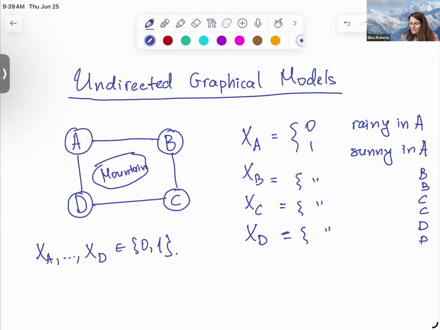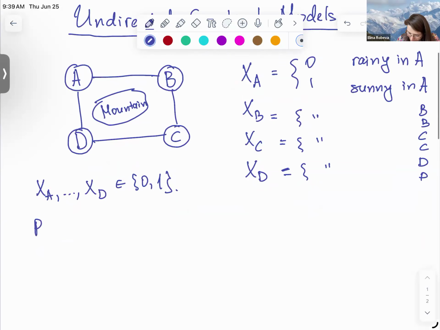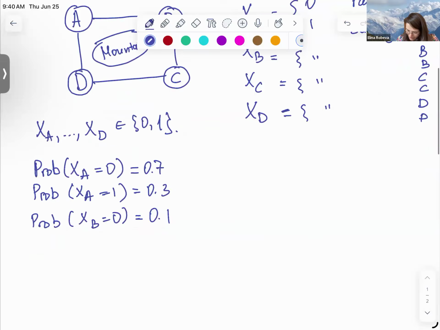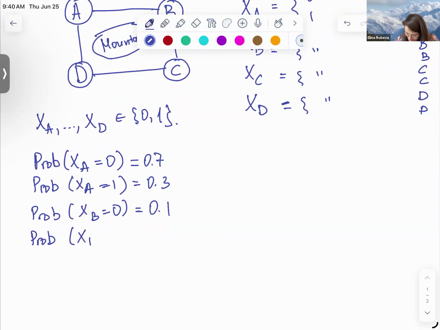And we're going to ask some questions like, what is the probability, prob of some event, that, for example, it's rainy or sunny in some given city. For example, if A was Vancouver, the probability it's rainy would be 0.7, and the probability it's sunny would be, let's say, 0.3. Maybe if B was San Francisco, then the probability that it's rainy will be 0.1 or less, and the probability it's sunny would be 0.9, let's say.